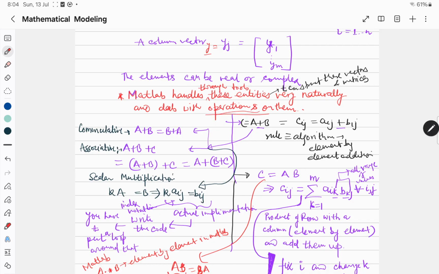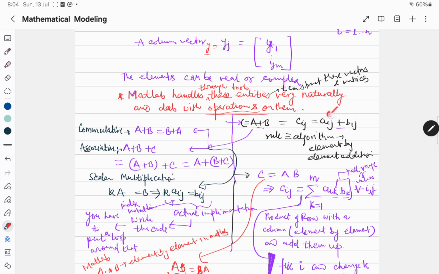Those operations could be addition. If you have two matrices A and B, then you can add these two matrices to get the matrix C. And the rule, the algorithm to add, is element by element addition. So we represent this as C_ij equal to A_ij plus B_ij.